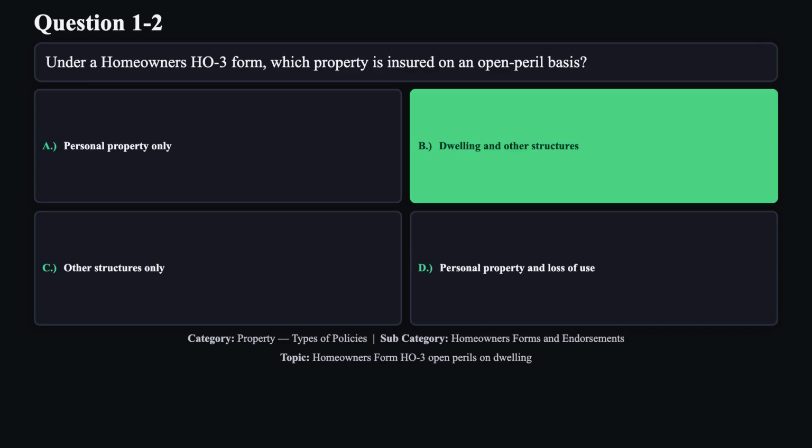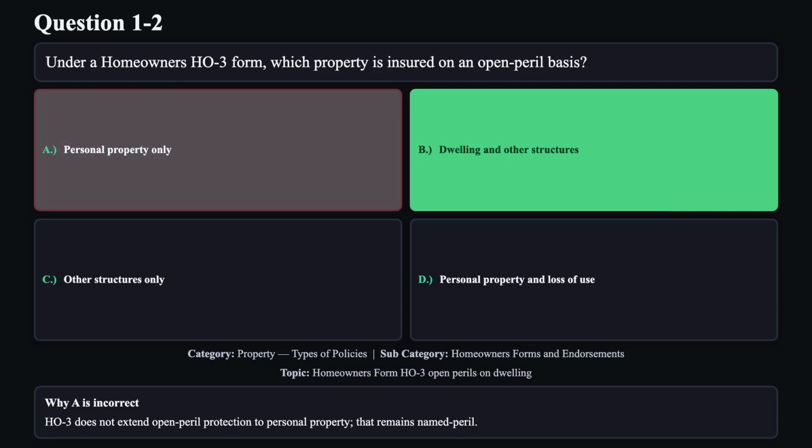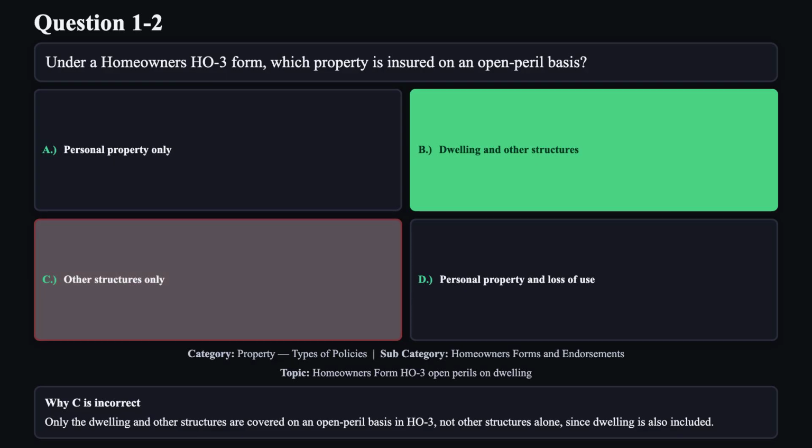The correct answer is B. The correct answer is that H-03 provides open peril coverage automatically for the dwelling and other structures. Personal property remains on a named peril basis under this form. Reason A is not correct. H-03 does not extend open peril protection to personal property. That remains named peril. Reason C is not correct.